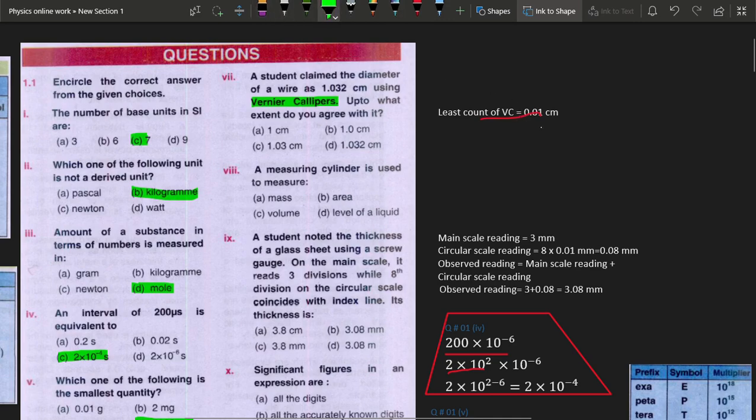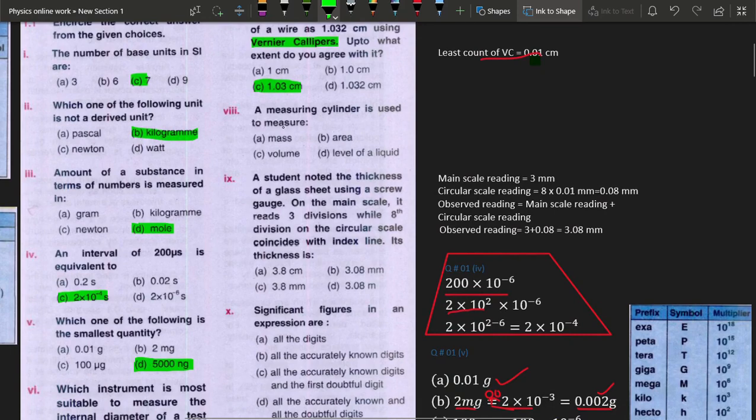So it means that we can measure up to 2 places after the decimal. So it means that option C is correct. It will be 1.03 centimeter. The last digit 2 cannot be verified. This 2 is not significant in this case because our vernier caliper cannot measure this value. So that is why we skip this value.